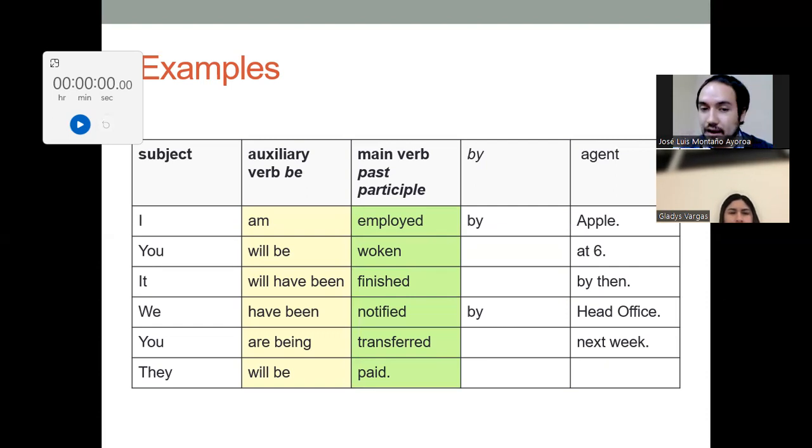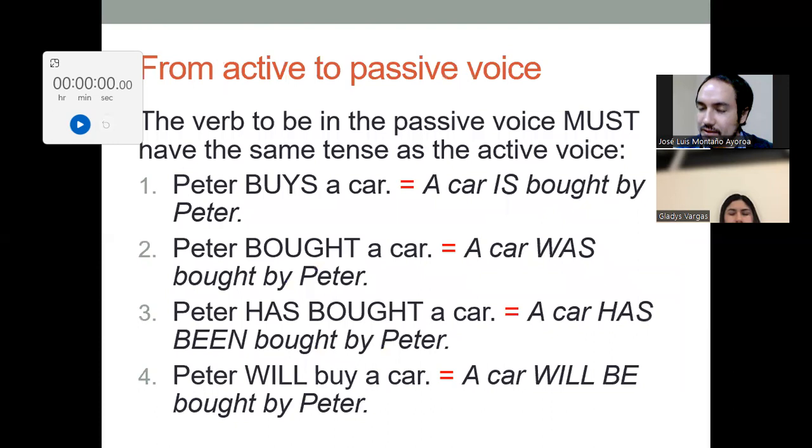Now, I'm going to show you some other details, but again, this is going to be the last part of practicing and understanding the way we use it. Then practicing is going to be the way to be sure that this is clear. Let's read please also this, Gladys. Peter buys a car equals to what? So let's read active voice and passive voice to see how they are related. Peter buys a car. A car is bought by Peter. Peter bought a car. A car was bought by Peter. Peter has bought a car. A car has been bought by Peter.